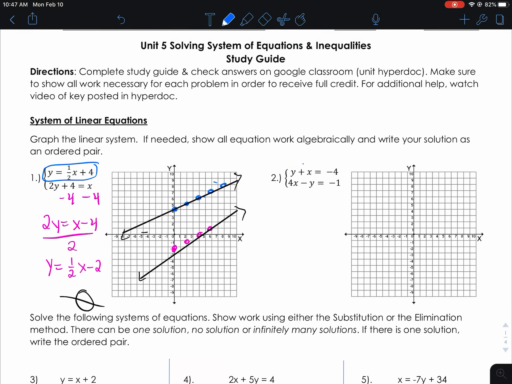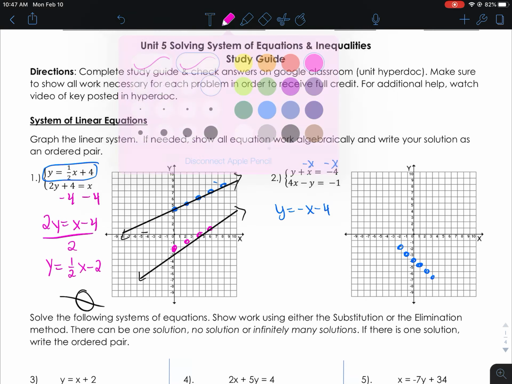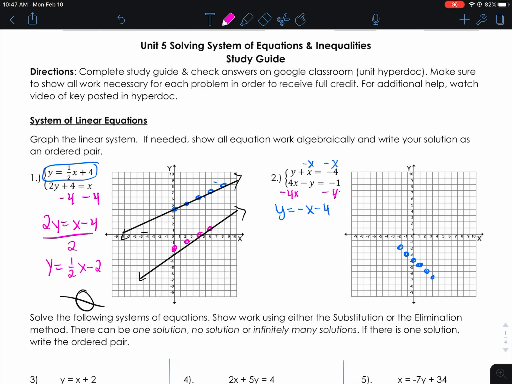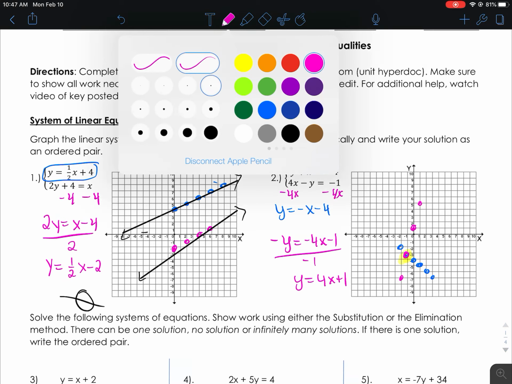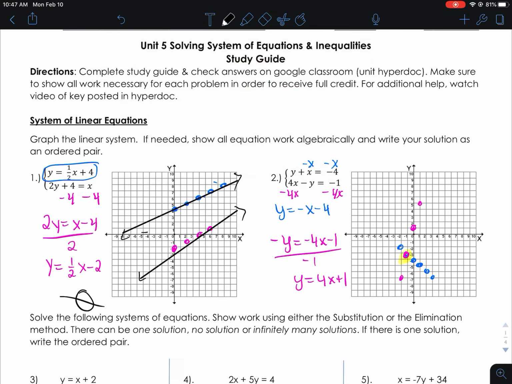So this one, we're going to solve for y here. So we get y equals negative x minus 4. It's a negative 1, so we're going to go down and right or up and left. We want the line to be going downhill. And for the second line, we're going to minus 4x on both sides. Then you get negative y equals negative 4x minus 1. Divide everything by negative 1. So that's up 4/1 or down and left, you can see it's right there. So your point for this one is going to be -1, -3.